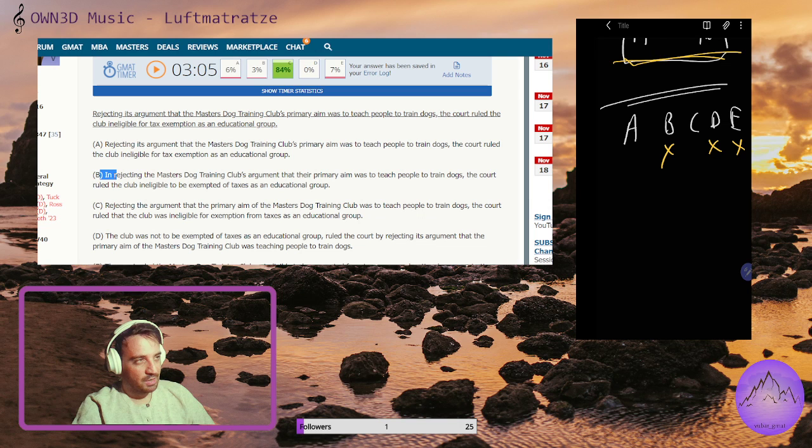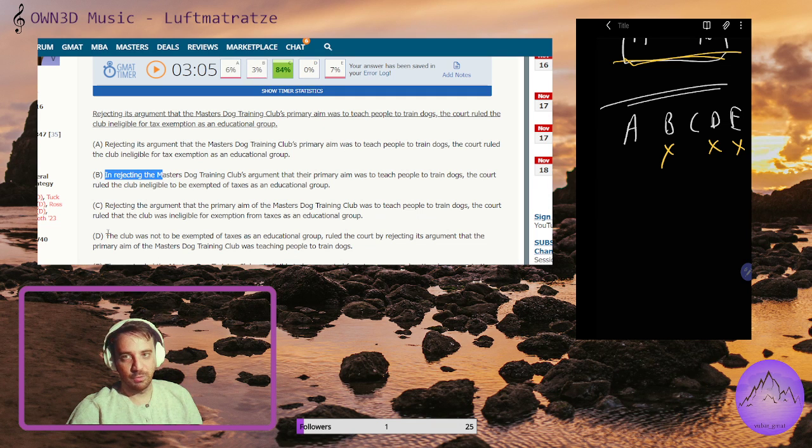So what this is saying, when you say in rejecting the argument, the court ruled the club ineligible, what that implies, like the meaning that actually has, is that when they reject the argument, that was what created the ineligibility. That's what created the ruling. So it changes the meaning, because what they're saying is, okay, we reject your argument, and like the ruling has now been made.